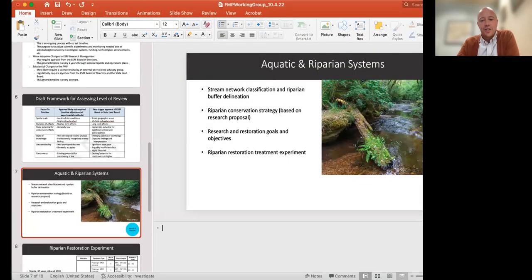All right, Shannon, you are up to give a high-level overview of the riparian and aquatic section and chapter, and then we'll look for some more good discussion.